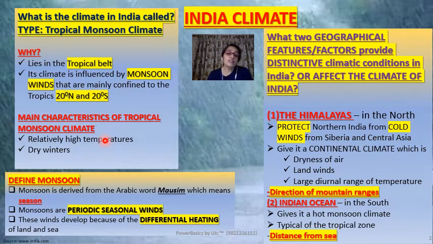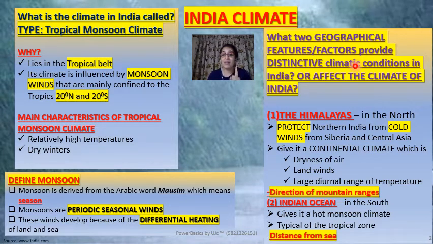What are the main characteristics of a tropical monsoon climate region? Relatively high temperatures and dry winters. Just remember this for now. So let's start with saying what are the two geographical features or factors that provide distinctive climatic conditions in India, or affect the climate of India. What is it about the setup of our country that gives us these climatic conditions?